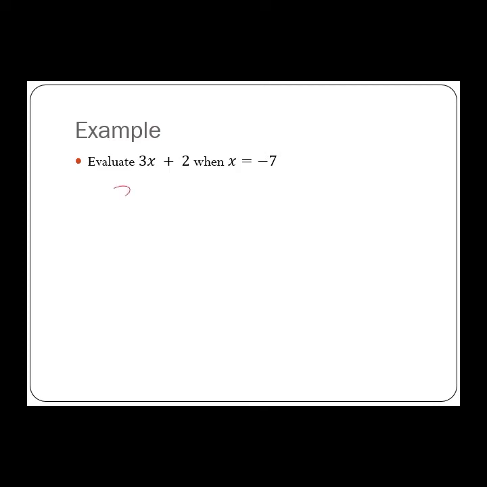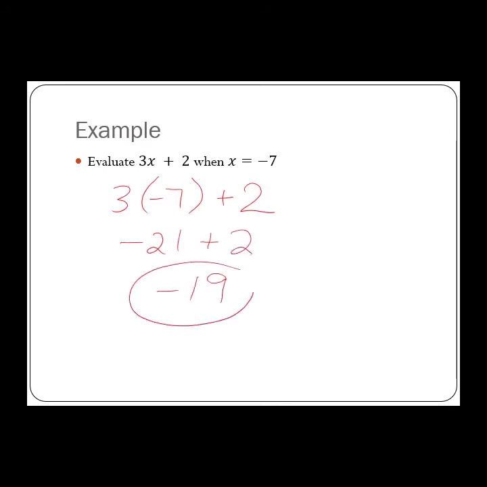So in this case, I'm evaluating by x equals -7. So I'm going to put -7 in parentheses. The math that 3x is doing is 3 times the number, so that's a multiplication. And again, sometimes you'll see this called substitute. This is the same thing. So 3 times -7 is -21, and -21 plus 2 is -19. So that's what we get when we evaluate.